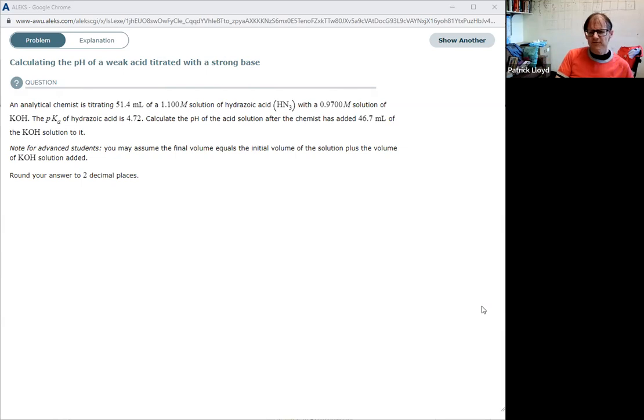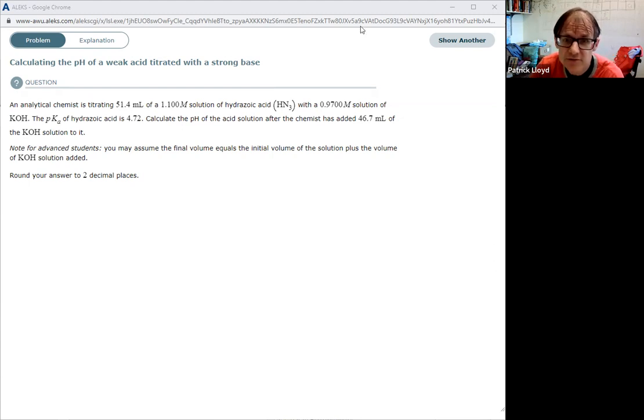In this particular problem, we have 51.4 milliliters of 1.100 molar hydrazoic acid, HN3, and 0.9700 molar KOH. The pKa of hydrazoic acid is 4.72. We want to calculate the pH of the acid solution after the chemist has added 46.7 milliliters of the KOH solution to it. Again, for advanced students, the final volume is the initial plus the volume of the KOH that we added. Round your answer to 2 decimal places, okay? So it looks very much the same, but it turns out the numbers make a difference.